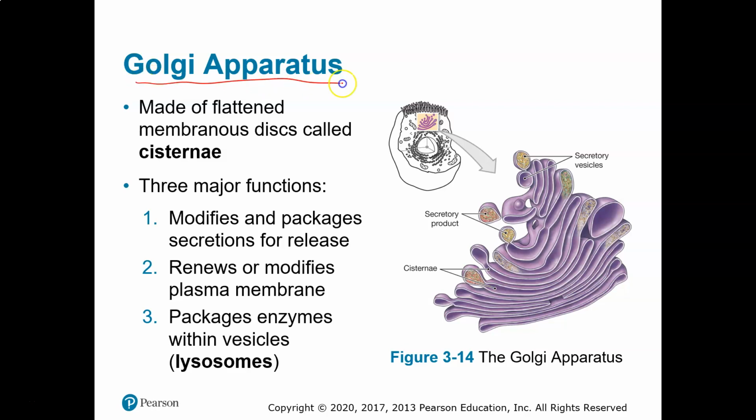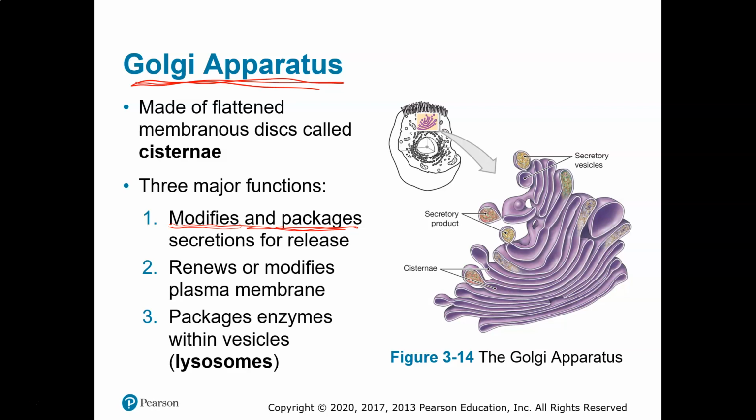The Golgi apparatus is made of flattened stacks, kind of like, to me, pita bread stacked on top of each other. What the Golgi does is modify and package the products that come from the smooth and the rough ER. And the Golgi modifies and packages those secretions for release either into the cell or outside the cell.